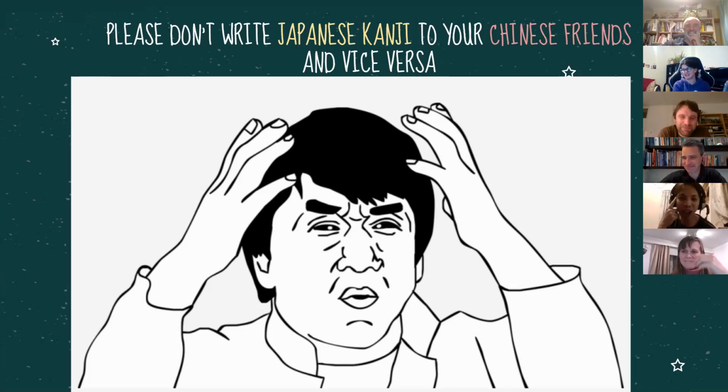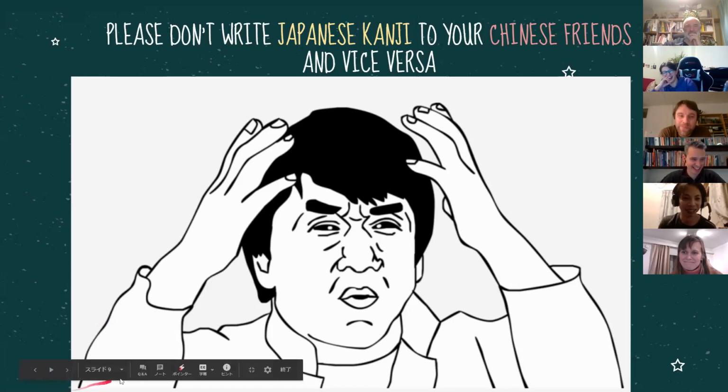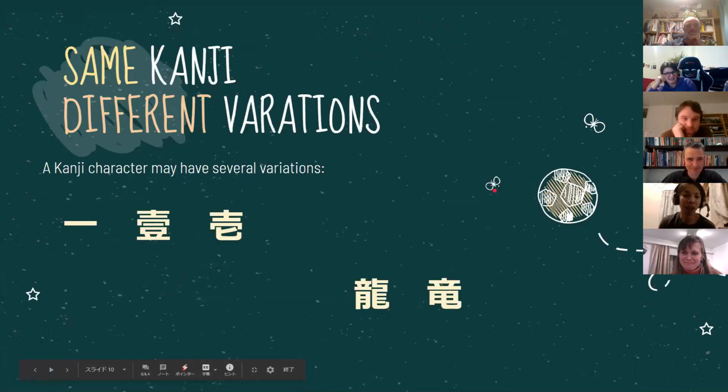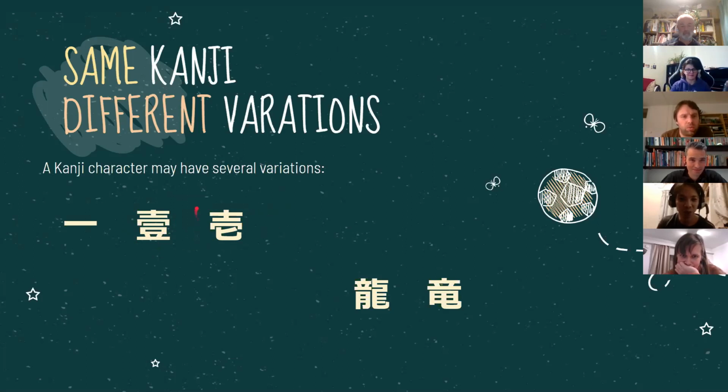And think twice before you put on a kanji tattoo on your body, because sometimes it has a different meaning in other language. And a kanji character may have several variations. For example, this is the kanji for the number 1. It's very simple. And these are the same kanji, but different variations. This is an old kanji. And this one is the simplified version of this one. And you will see this one in like Japanese legal documents. And that's the number 1.